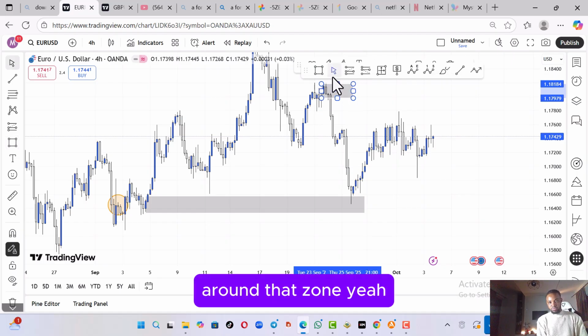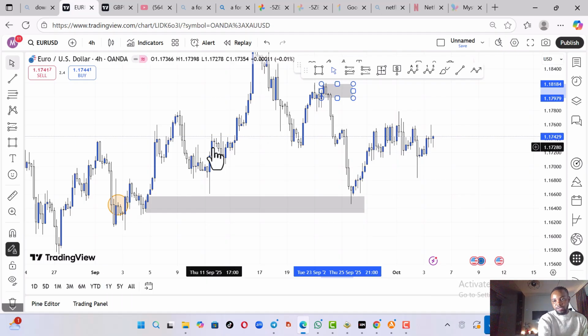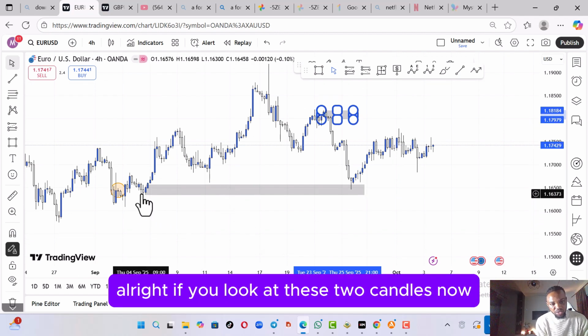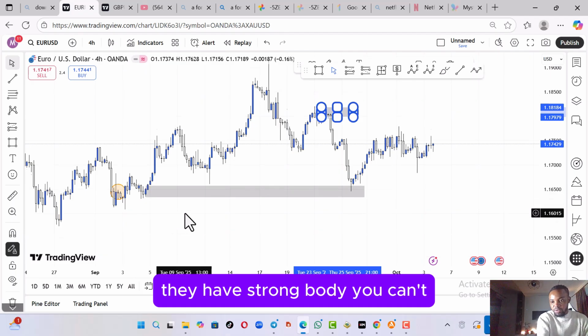Around that zone, yeah. And we don't want to drop into the market. We want to wait for a reversal before we actually buy, right? If you look at these two candles now, they have a strong body.